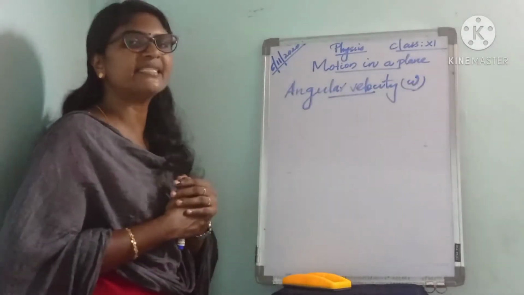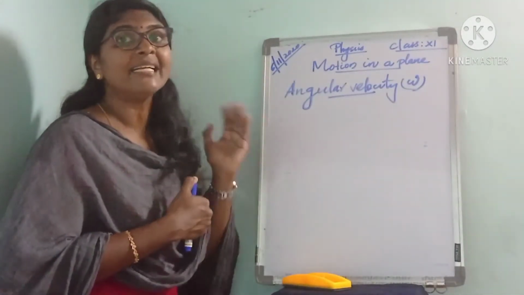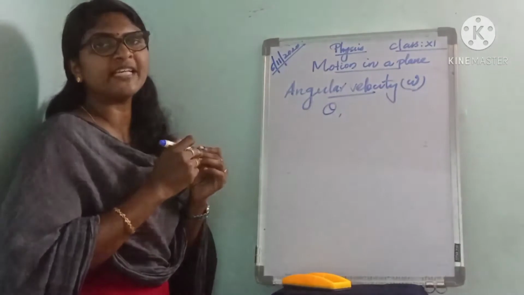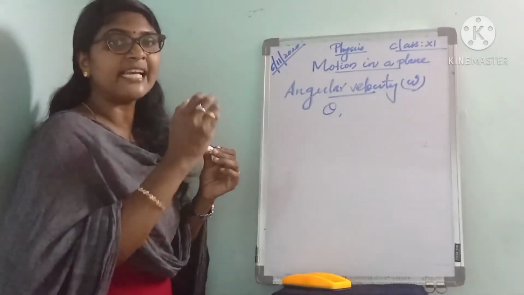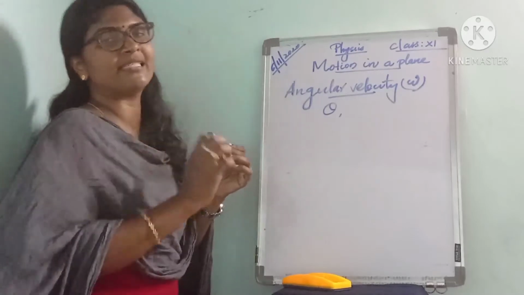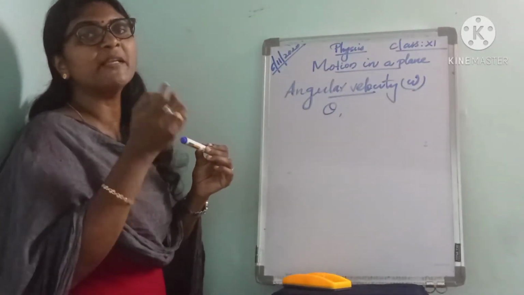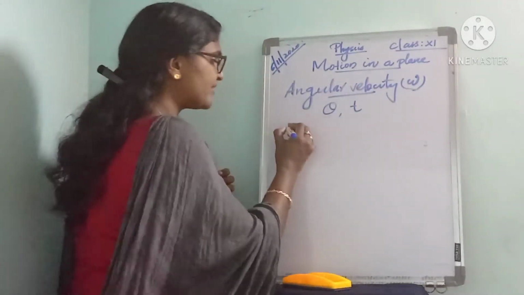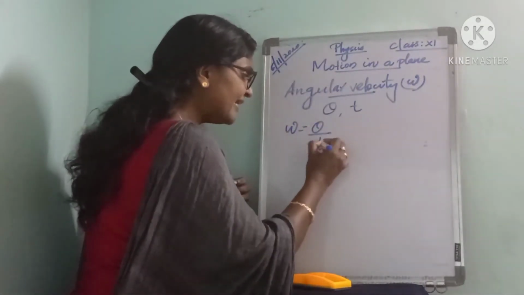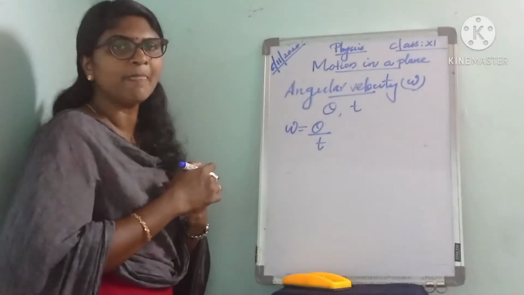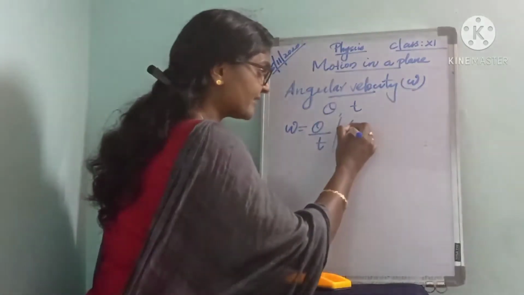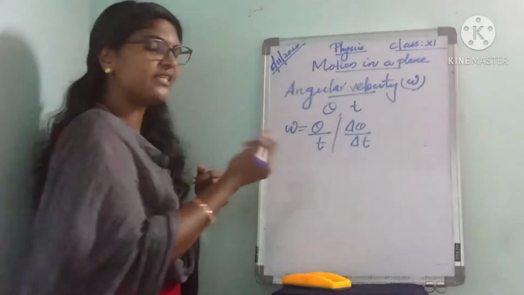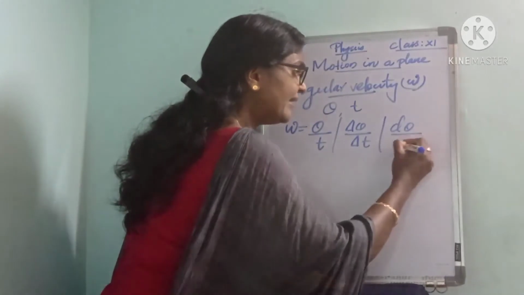So angular velocity is the rate of change of what? Angular displacement, which is theta. Rate of change means the change in angular displacement per unit time, that is in time t. So angular velocity omega equals theta by t. Also we can write it as delta theta by delta t for a small change. Also we can write d theta by dt.